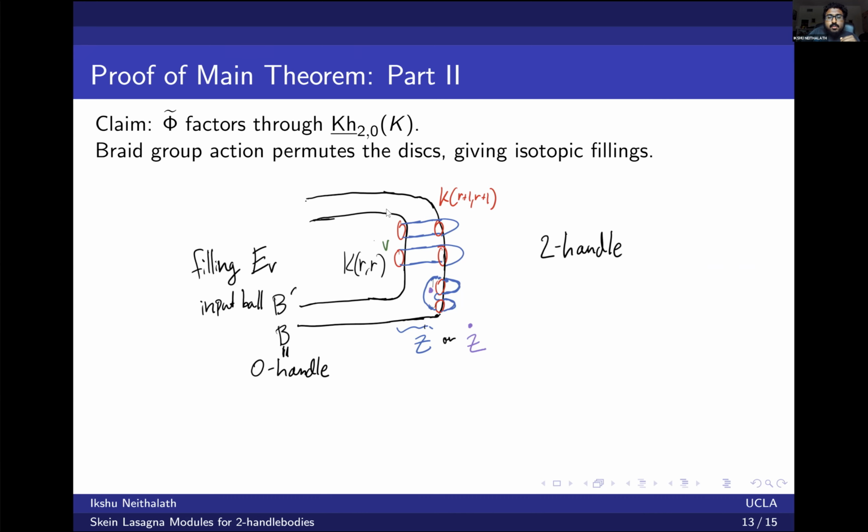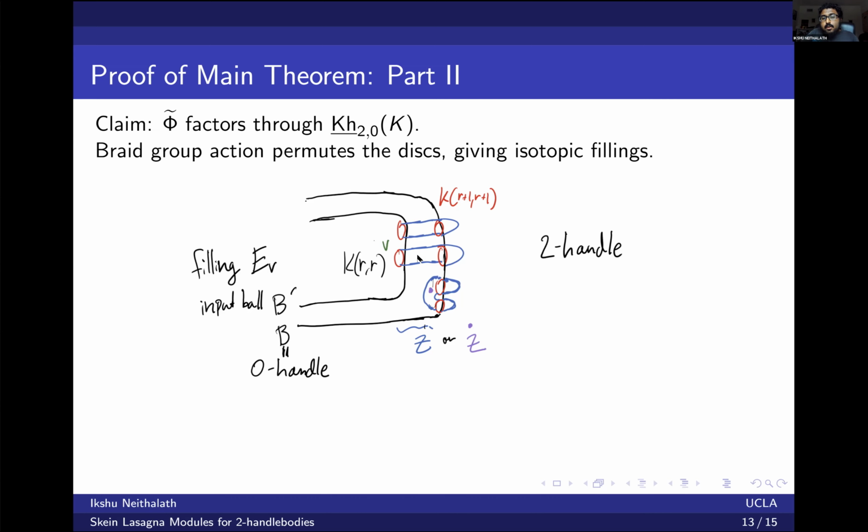That'll be my input ball for this filling, labeled by one of these cables, K of R comma R, and with some element V in its Khovanov homology, that's the V here. And what's the surface? Well, in between the input ball B prime and the zero handle B, in that region, I'm going to introduce a copy of that cobordism Z. So that'll go to K of R plus 1 comma R plus 1, adding 2 components in each direction.